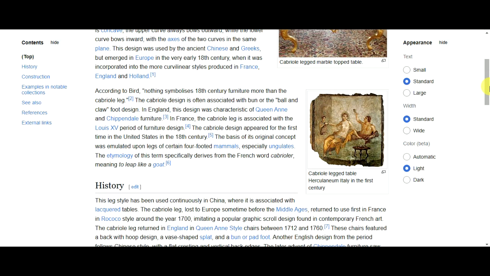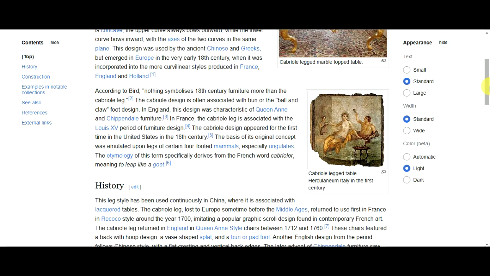The cabriole design appeared for the first time in the United States in the 18th century. The basis of its original concept was emulated upon legs of certain 4-footed mammals, especially ungulates. The etymology of this term specifically derives from the French word cabriolet, meaning to leap like a goat.